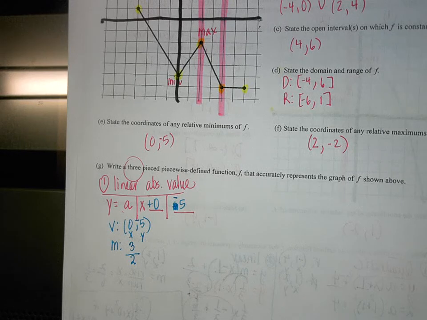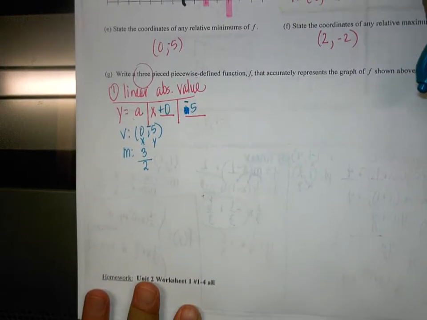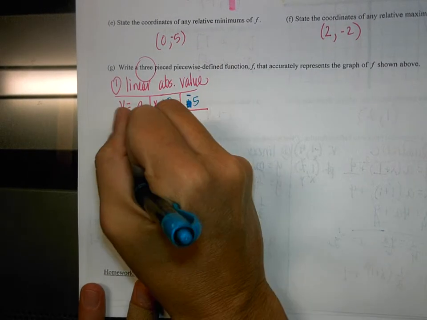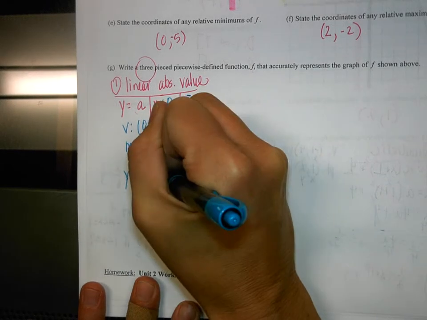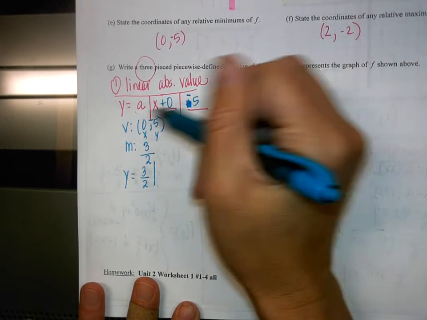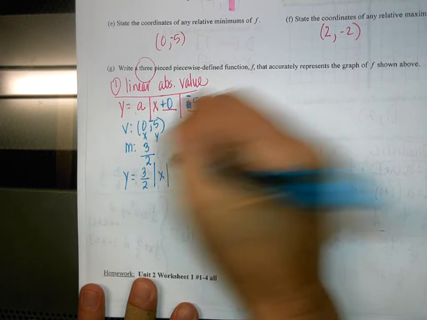So we're going to go ahead and write this function here. And so that will end up looking like this. Y equals 3 over 2, absolute value. Now, do I need to write x plus 0? No. So we can just put x and then -5.